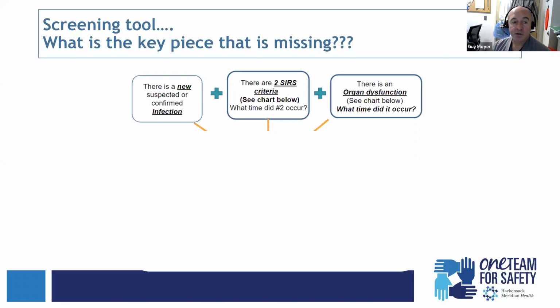So going back to your screening tool, you're going to look at your different categories and see, does this person fall into that criteria? Is there a new suspected or confirmed infection? Maybe something was identified when there was a consult and there was a new diagnosis that was added to the patient's primary diagnosis. Also, you want to look and see if you have those 2 SIRS criteria, what time those criteria occurred, and then you want to look and see if there's any organ dysfunction. And that's based on the things that we just talked about a little bit in the previous slide.